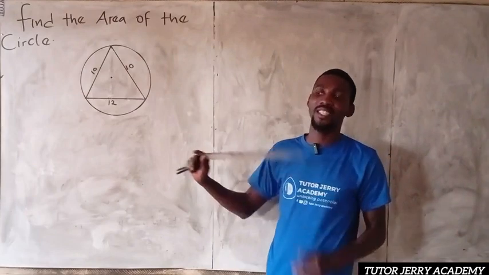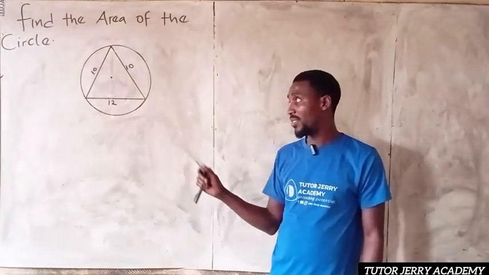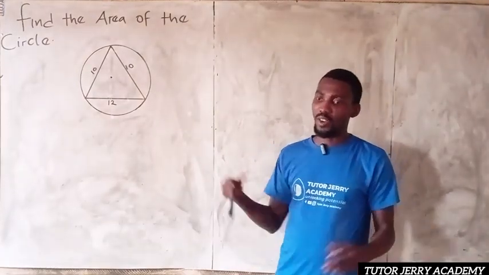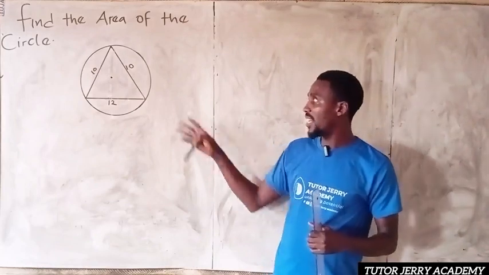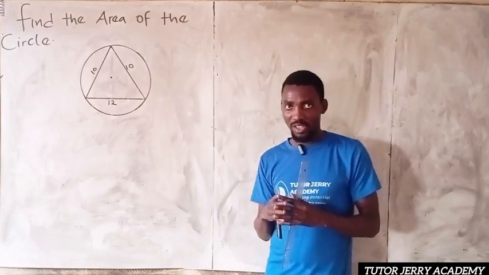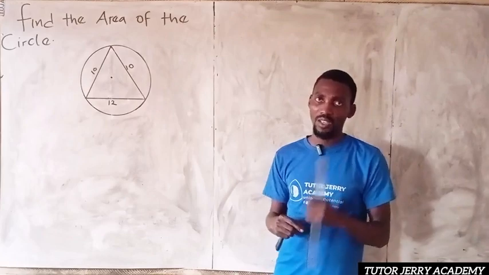We are asked to find the area of this circle, that is the area of this shape. On a normal day, the area of a circle is pi r squared. But here we don't have our radius. So we are going to find what our radius is. Then we can use that formula.